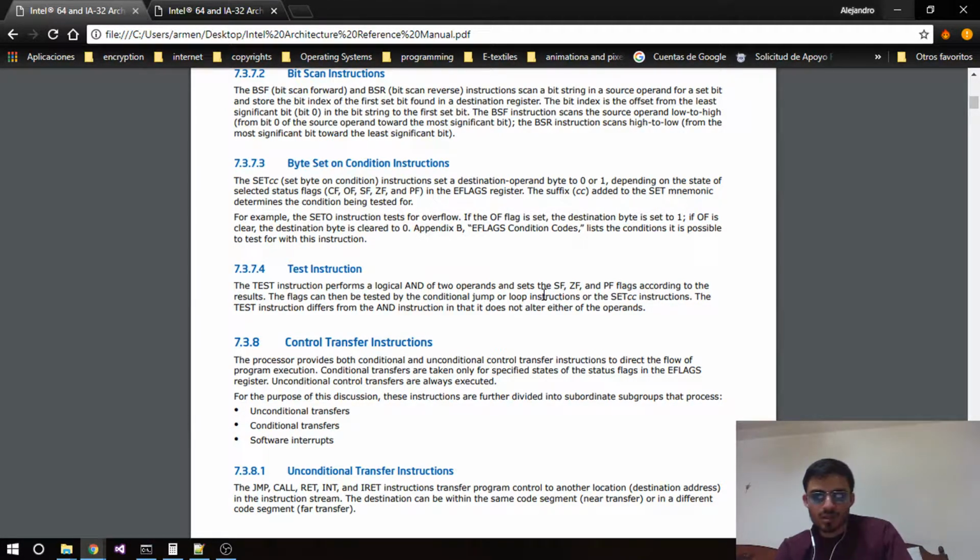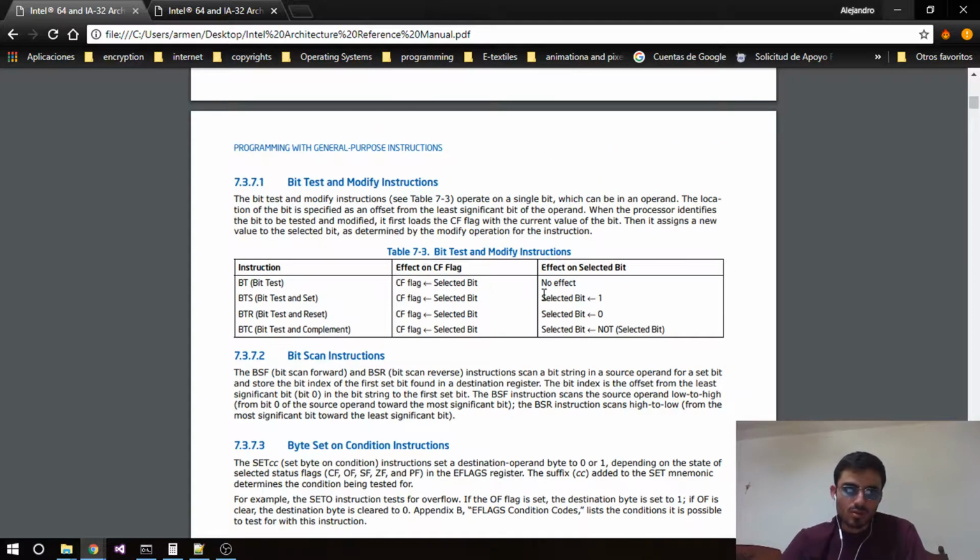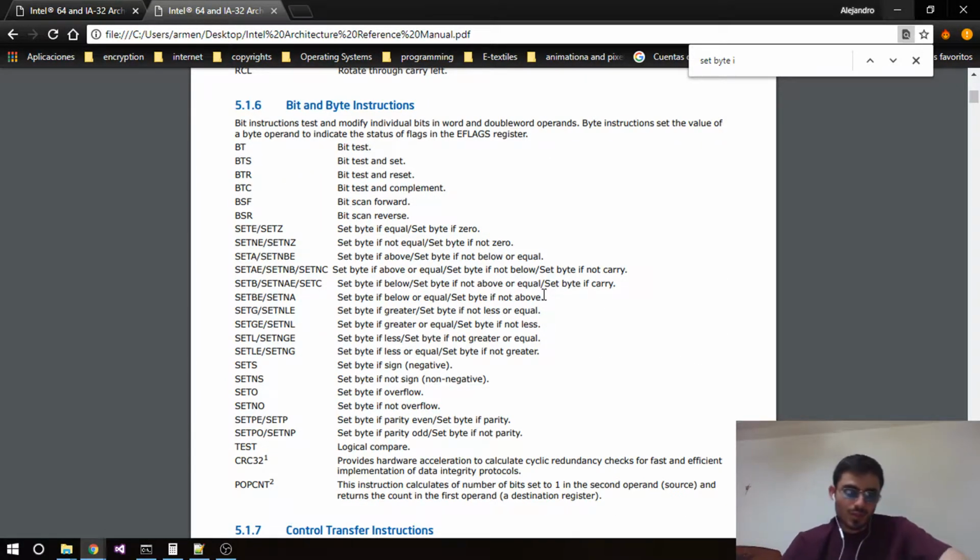Oh, okay, okay. So they set byte on conditions in the flags register, depending on the state of the selected status flags. Okay, so I would not go ahead in there. I was just wondering why that was the reason, but it's okay. We will get to that later. And we have a byte set if above, not carry; if it's below, if it's above, or below if it's carry.